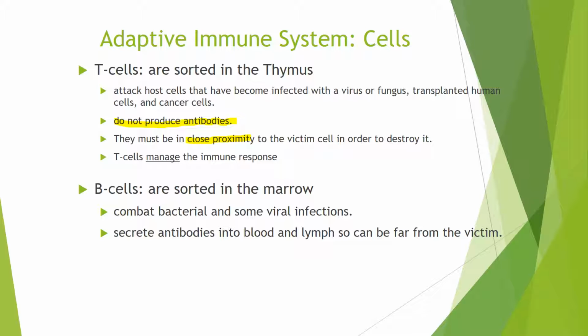B cells, on the other hand, are going to be stored in the bone marrow, again B and B, and these are for bacterial and some viral infections, but the big thing here is that they secrete antibodies. After many cell divisions, these B cells can become memory cells, which are important for active immunity, or plasma cells, which produce about 2,000 antibodies per second. And so they're responsible for initiating that immune response, and those T cells are responsible for maintaining that immune response.